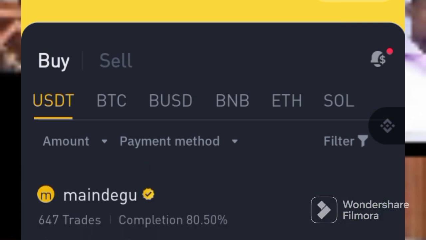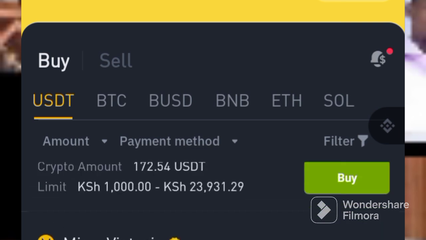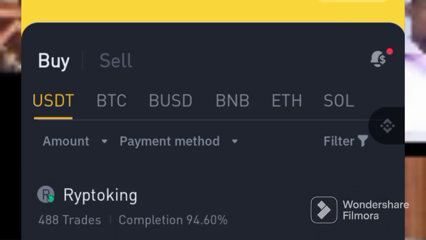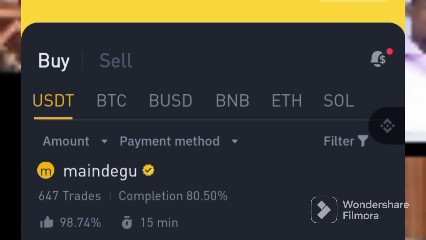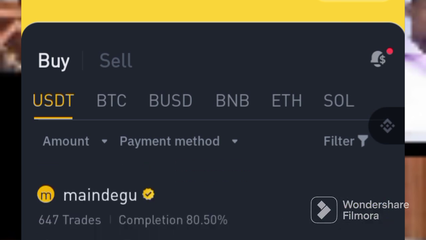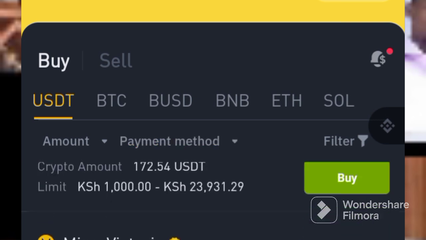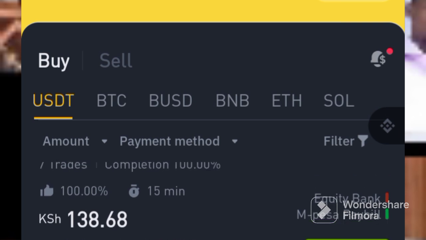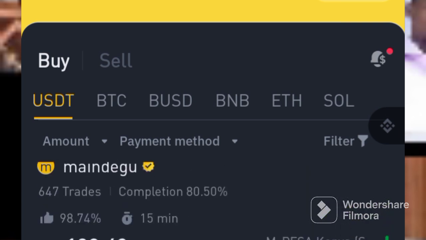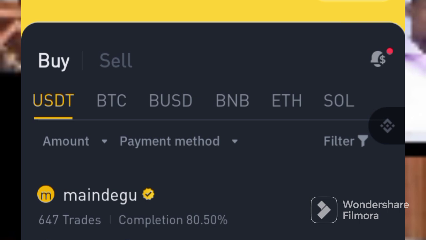So once you pick your trade, you just click there, and you want to buy. For example, you've decided to buy from this one, so you just click buy. When you click buy, it takes you to where you are going to see how to make that trade.